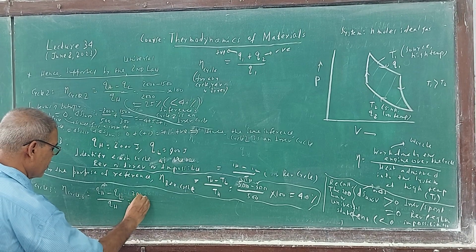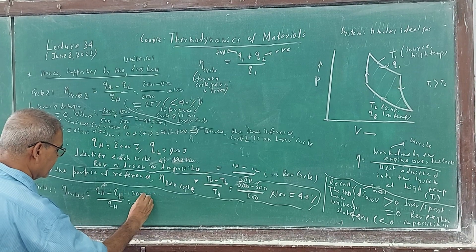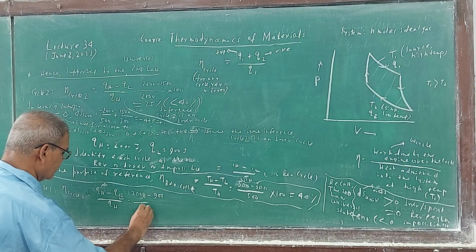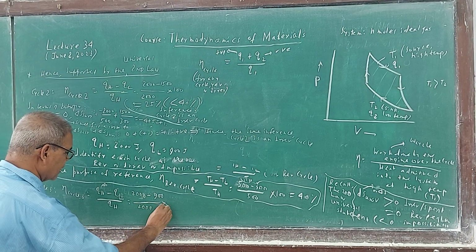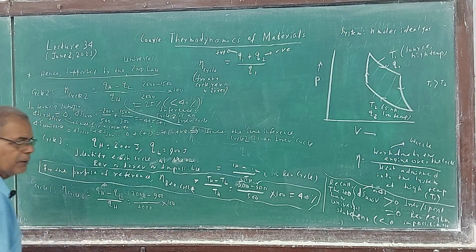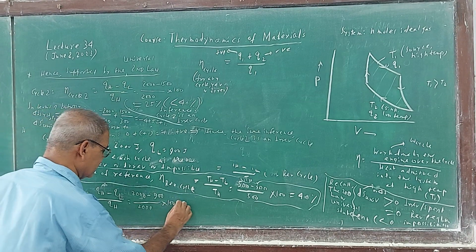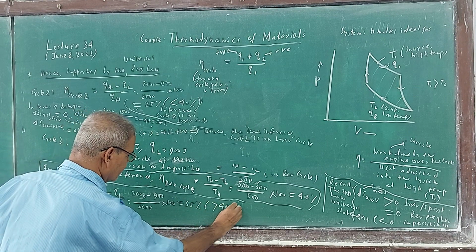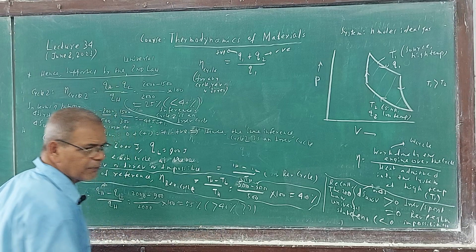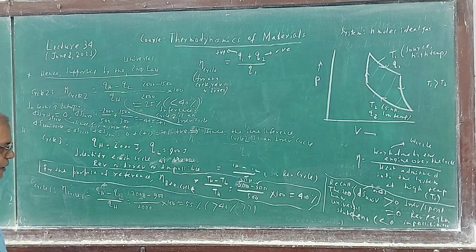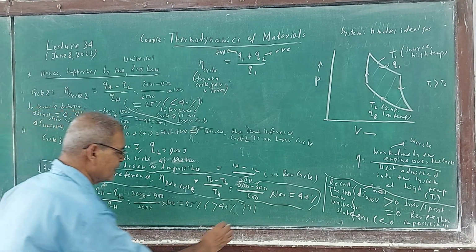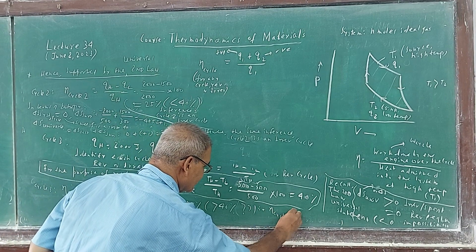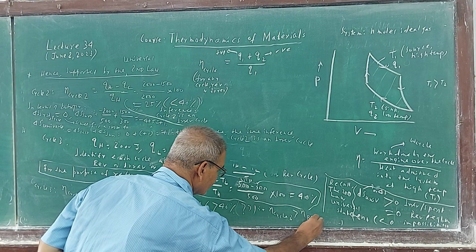2000 minus 900, that is minus 900 over 2000 times 100. So it is 55%, which is greater than 40%. So questionable, highly questionable, rather impossible. What is the comment? The efficiency of cycle 3 is greater than the reversible cycle efficiency.